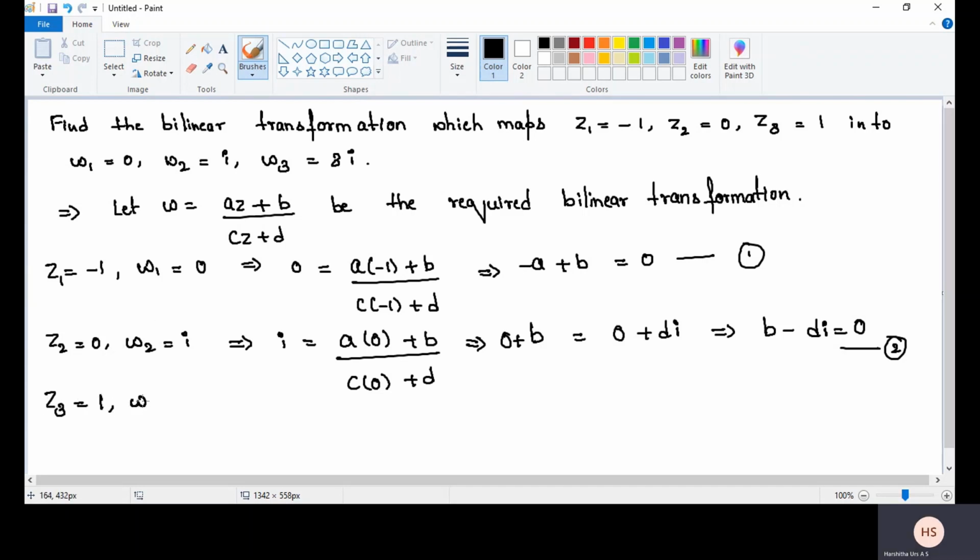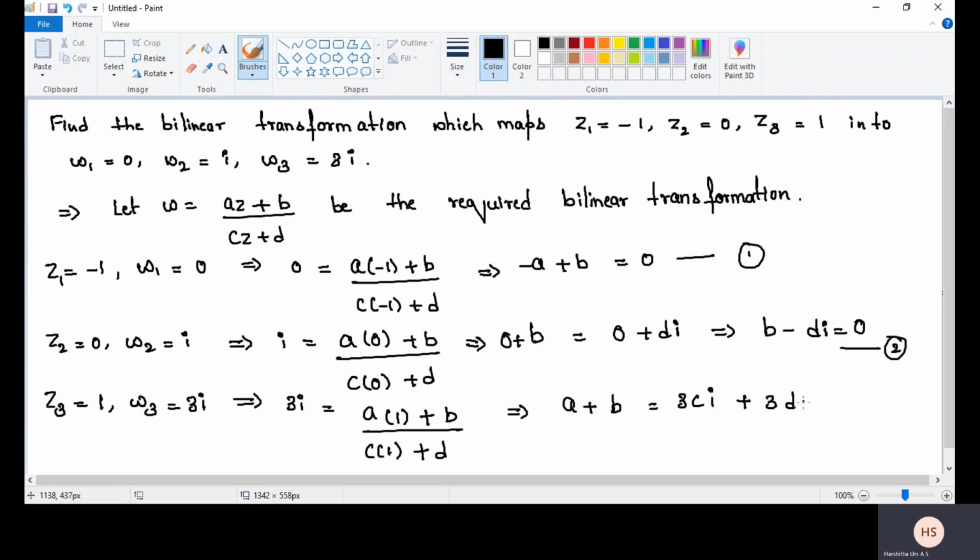z3 is equal to 1, w3 is equal to 3i. That implies 3i is equal to a into 1 plus b divided by c into 1 plus d. That implies a plus b is equal to 3ci plus 3di. That implies a plus b minus 3ci minus 3di is equal to 0. Call this one as equation 3.